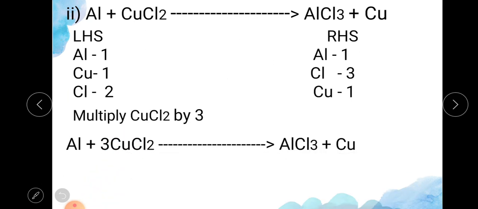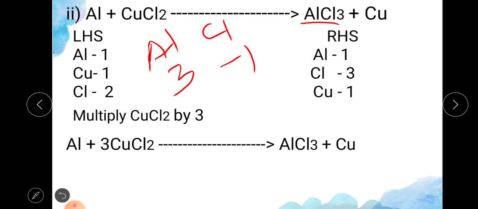Reaction of aluminum with copper chloride to give aluminum chloride plus copper. If anybody is confused about how to write the aluminum chloride formula, I told you already in the previous class about valencies. Aluminum, what is the aluminum valency? Plus 3. What is the chlorine valency? Minus 1. If you crisscross, what will we get? AlCl3. That's why the formula of aluminum chloride is AlCl3.